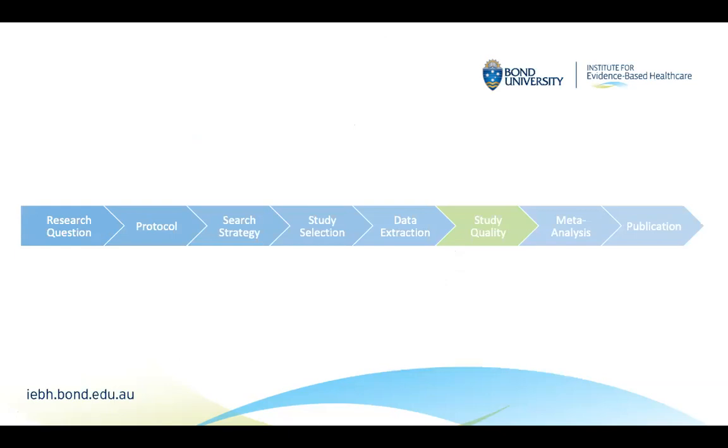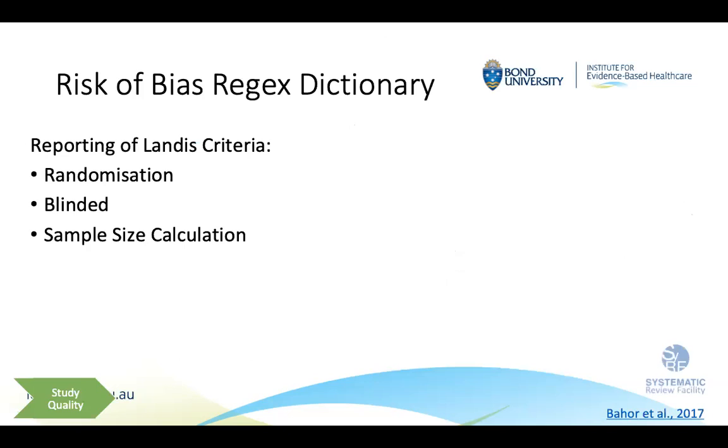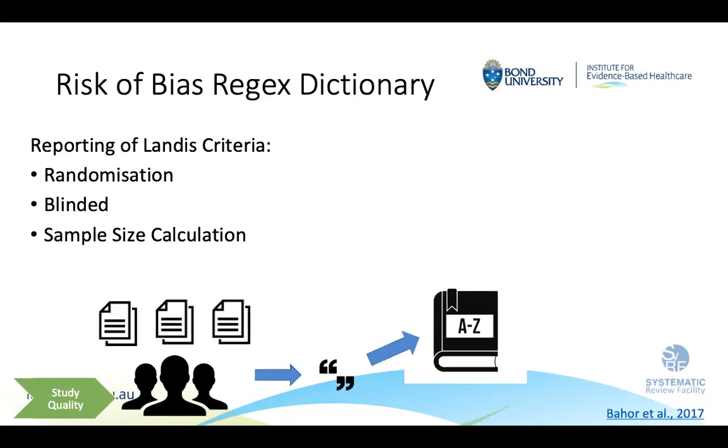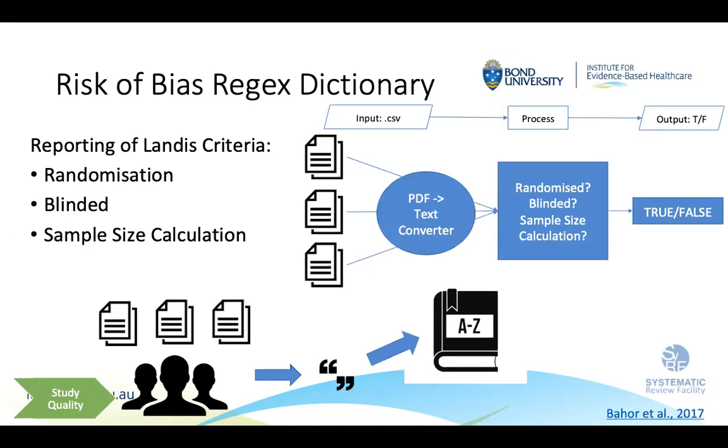So we also created a risk of bias regex dictionary. This was built by Jeanette Bahor at CAMARADES. The Landis criteria are one of the key landmark criteria for minimum reporting measures to reduce the risk of bias in an experiment: randomization, blinding, and reporting of the sample size calculation. So Jeanette went through lots and lots of literature and identified many different ways that people have reported this, like allocation concealment and blinded assessment of outcome, et cetera. Using, again, the same crowd approach, she turned these wordings into a regex dictionary.